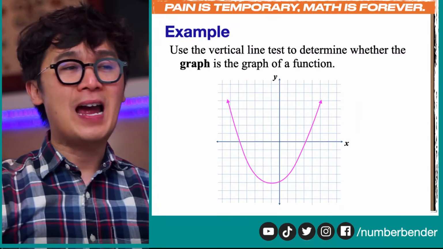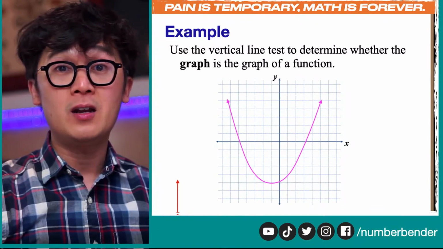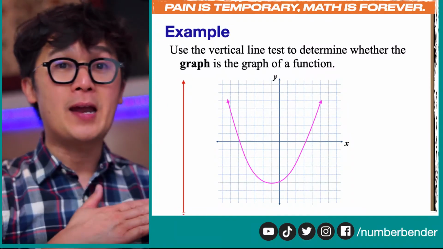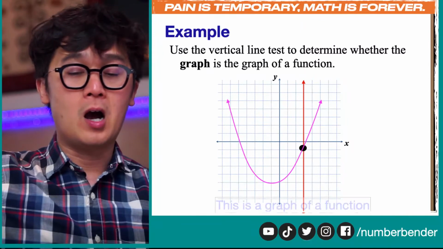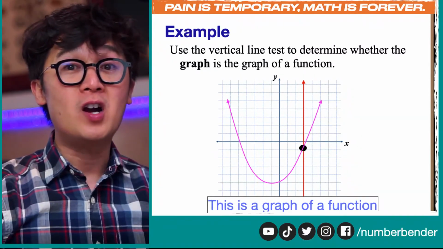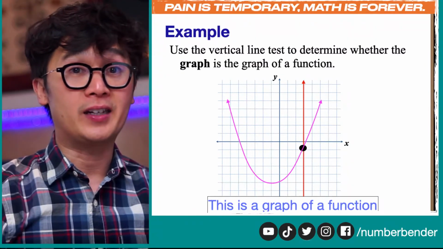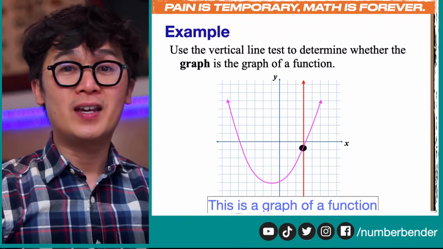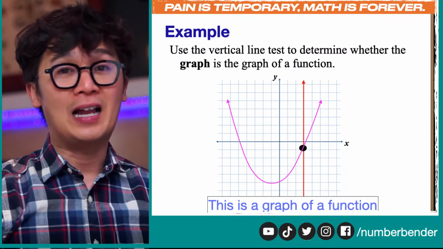And for the last graph, we have a parabola opening upward, which is a quadratic function. If we use our vertical line test and pass it through our graph, we know that even though we pass it all the way through the right side of your function, it will only intersect your vertical line once. That's why this is a graph of a function and it's a valid function.